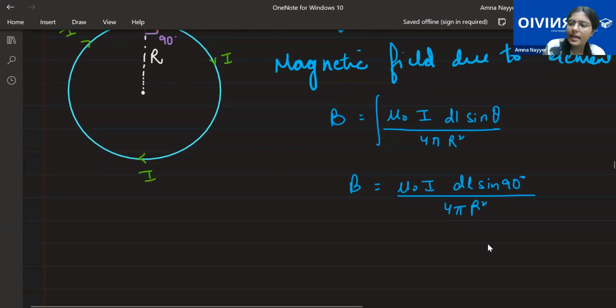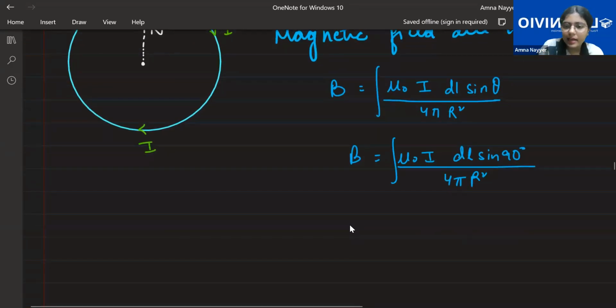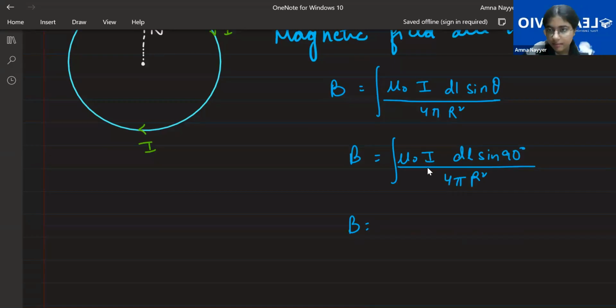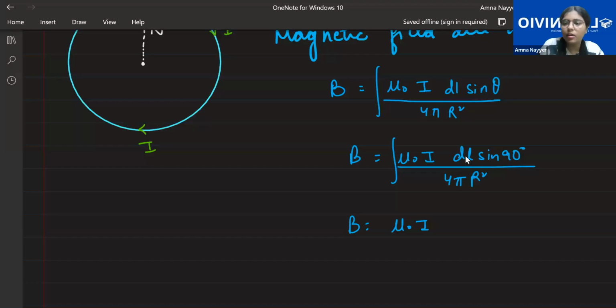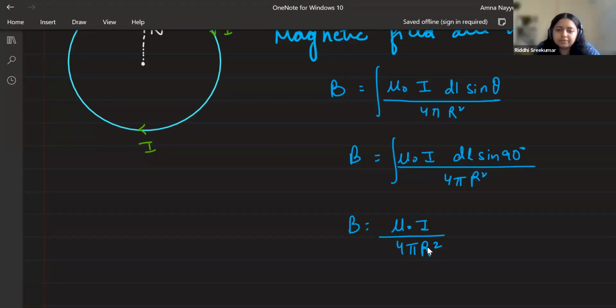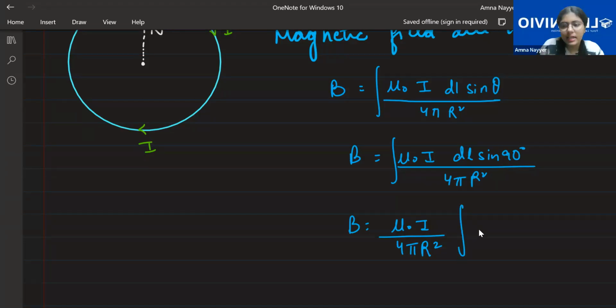Now, Riddhi, sine 90 will be 1. Look, the rest of the constants can be taken out of the integral symbol. So can I say mu naught will be taken out? It's a constant. Current will be fixed throughout the wire. DL is a variable. We cannot take that. But 4 pi r square can also be taken outside. Radius is also fixed. 4 pi is fixed. Integral of DL will definitely change. That we cannot take. We'll be left with this.